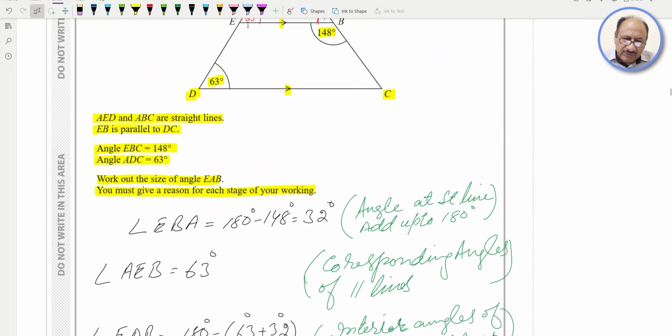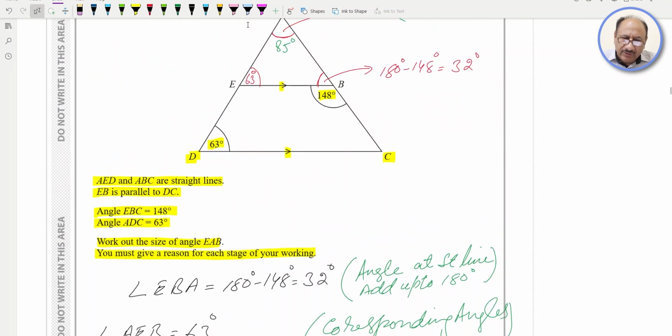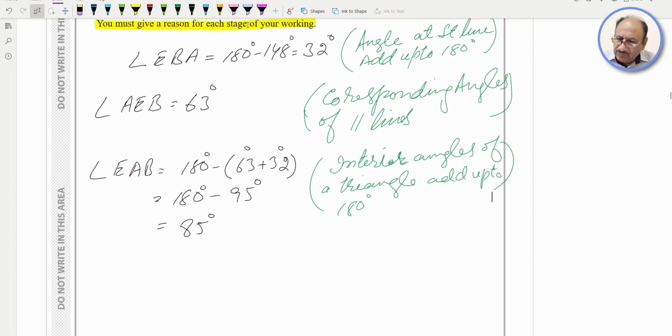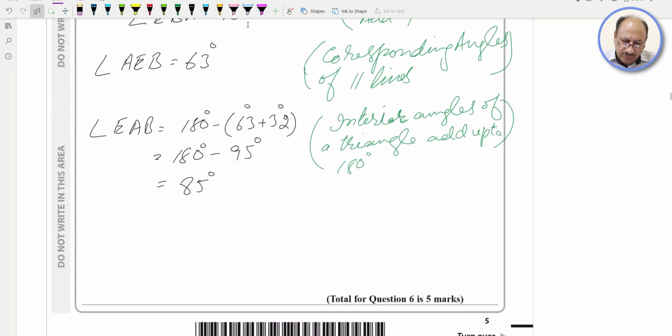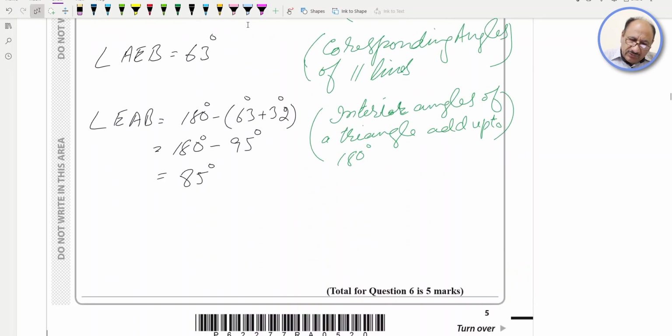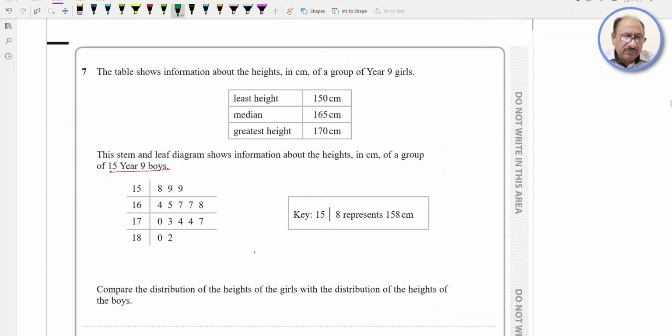So all three statements we have provided, and we have provided the reasons also, and this is basically a 5 marks question which we have done. So our answer will be 85 degrees. Now question number 7.